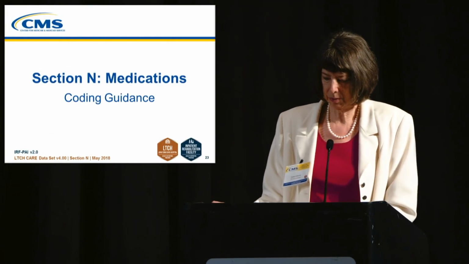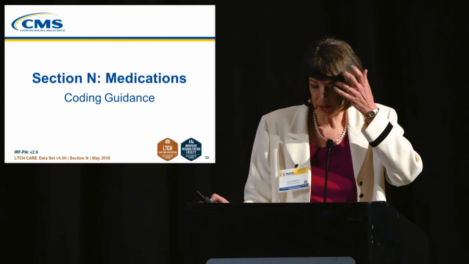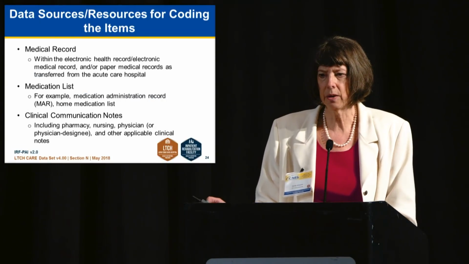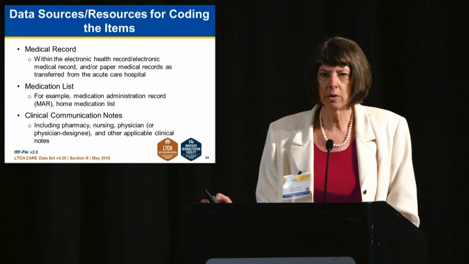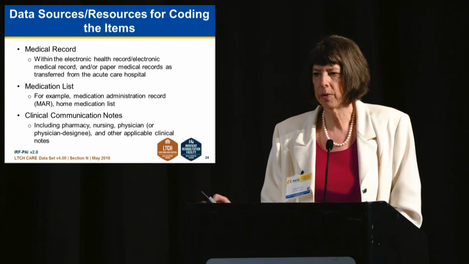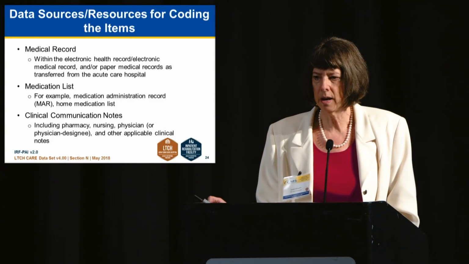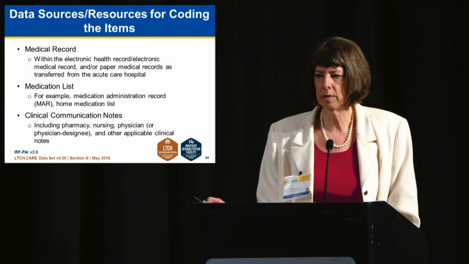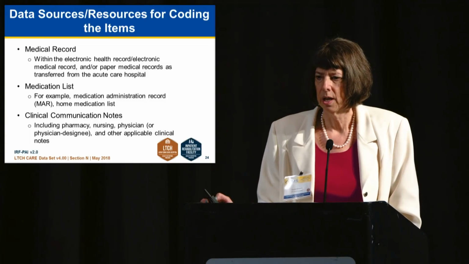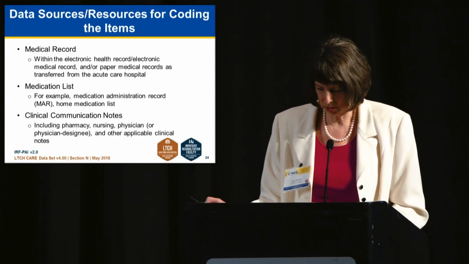Okay, so we've got some coding guidance here. Where are you going to find the information essential to code these items? You'll find these, of course, in the medical record, and you may have electronic health records, electronic medical records, or you may have a combination of that along with your paper medical forms, as well as forms that are transferred from the acute care hospital, the medication list, the MAR, home medication list as well, and then clinical communication notes, including your pharmacy, your clinicians, such as the nurses, physician designee, and other applicable clinicians' notes.